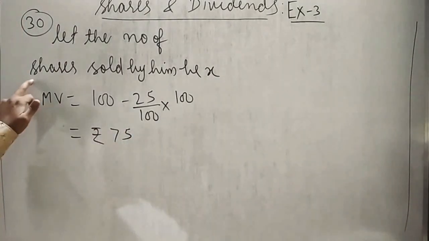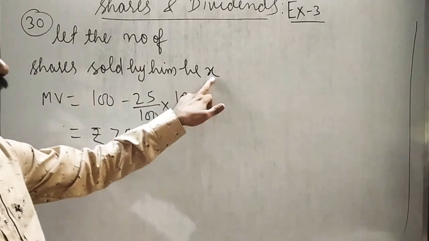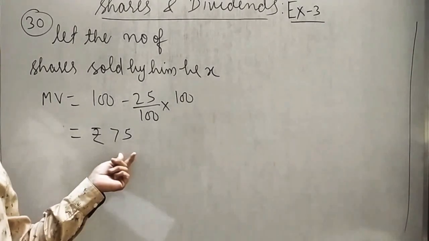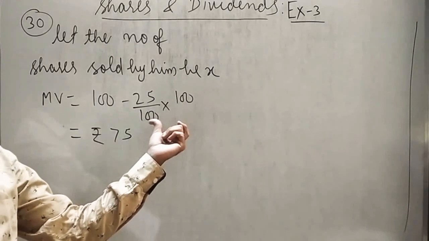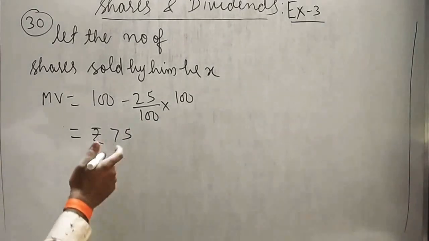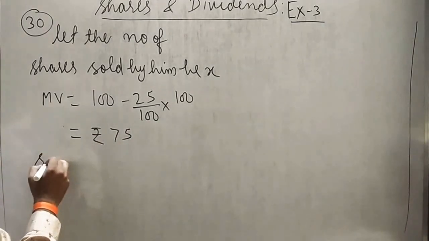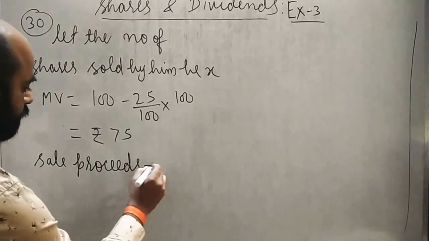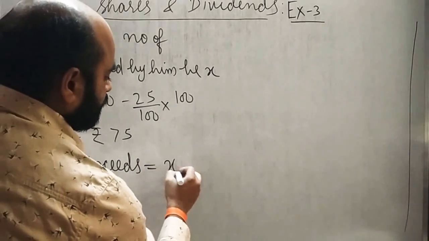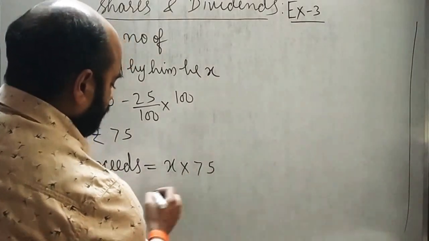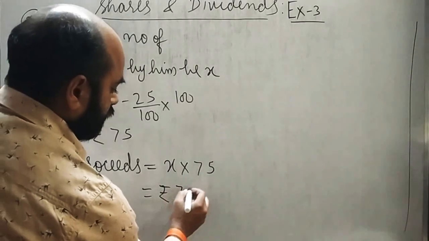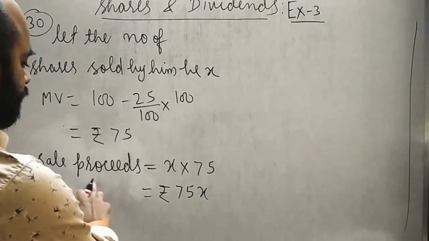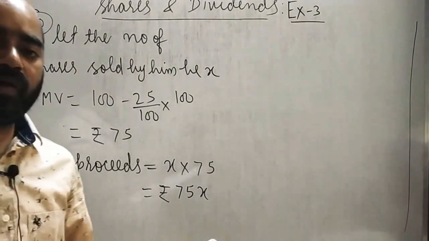Now he is selling the shares. How many shares? X shares. At which price? 75 for each share. So when he is selling the shares, he will be getting an amount. That is called sale proceeds. So what is the amount of sale proceeds? Number of shares X at price 75, so the amount he gets after selling is 75X.